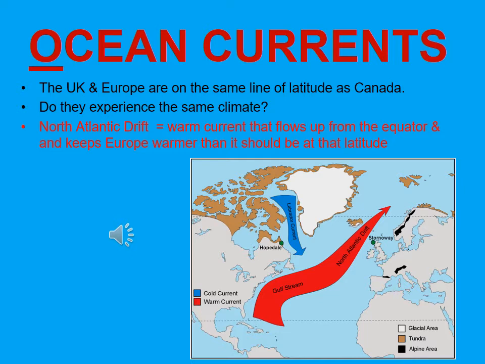Because it takes a long time for the water to cool, the ocean current has a moderating effect on climate, which is one reason why, for instance, London, England tends to have a lot of fog, because you're getting all that moist air in the atmosphere, which causes the fog.